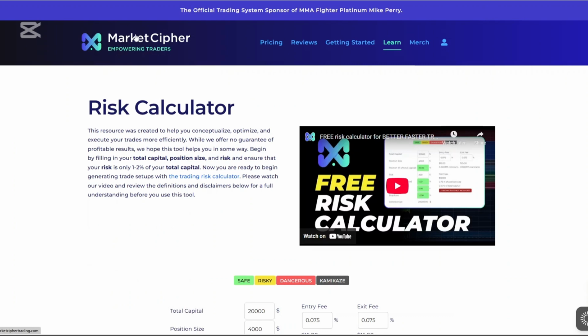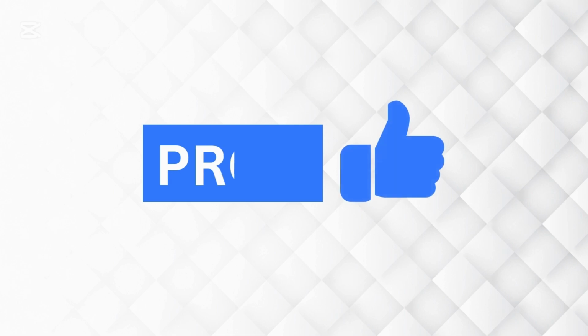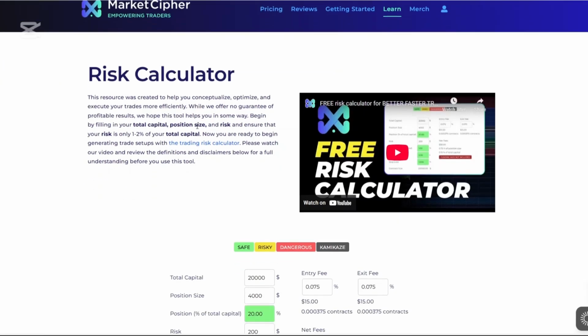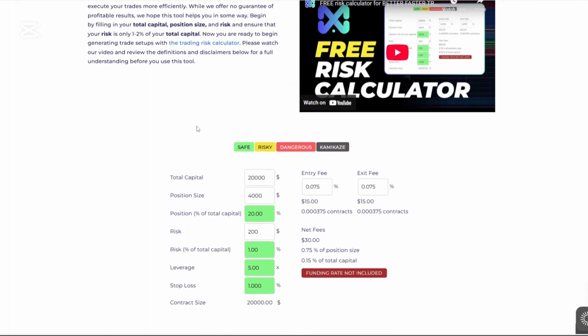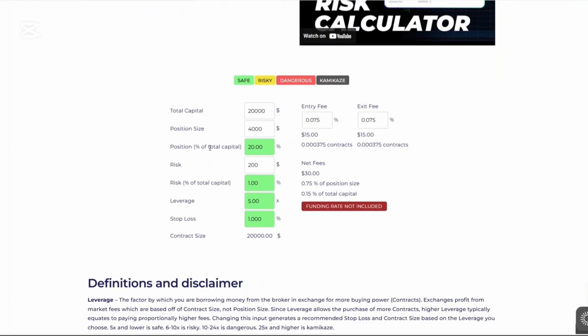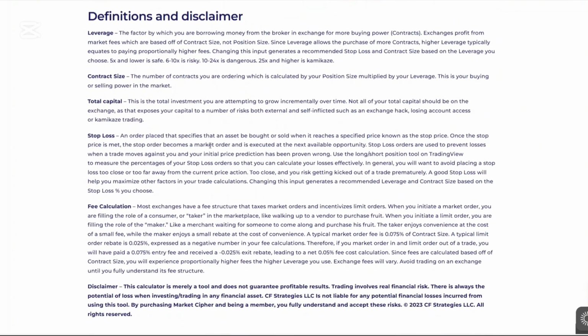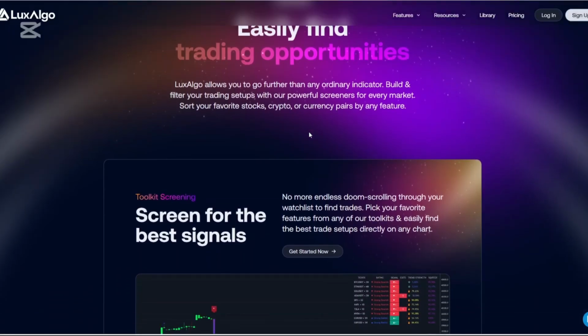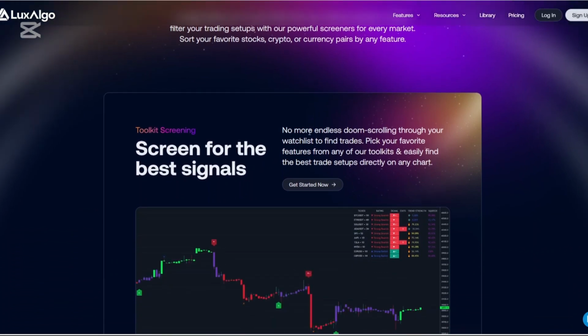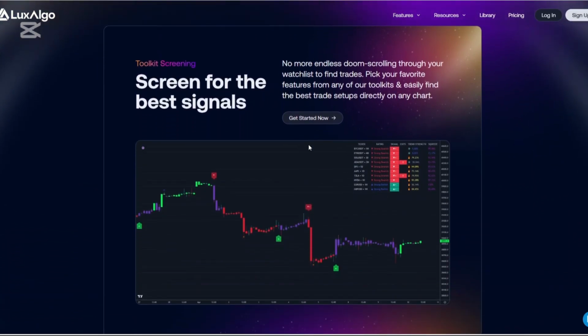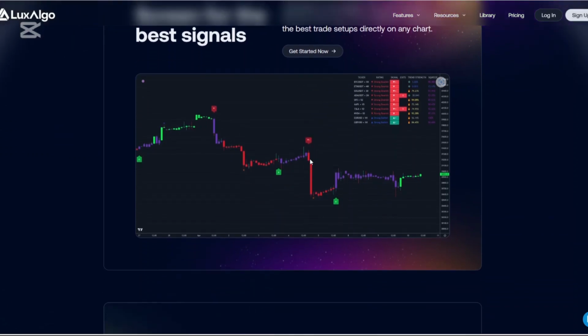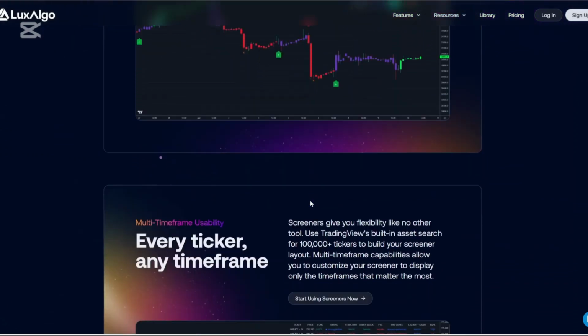Now let's head on to the pros and cons of using these platforms. First, Market Cipher, the pros. It is clear and straightforward. The signals are very clear and straightforward. Comprehensive suites covering various aspects of trading. And there's strong emphasis on community and education. And the pros of LuxAlgo: highly customizable toolkits, AI-driven backtesting for strategy optimization, an active and large trading community.